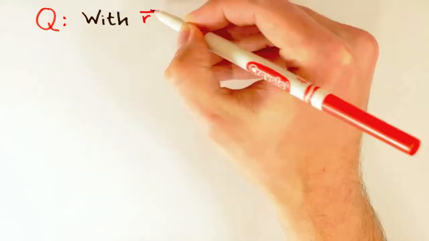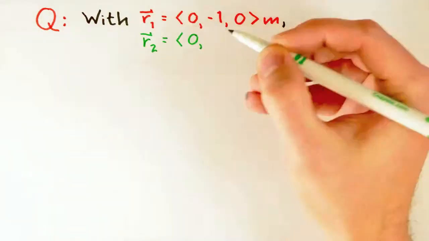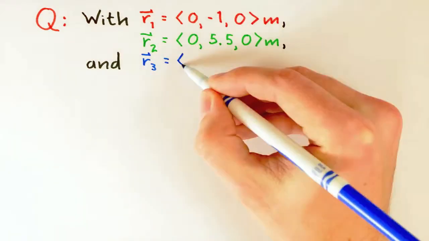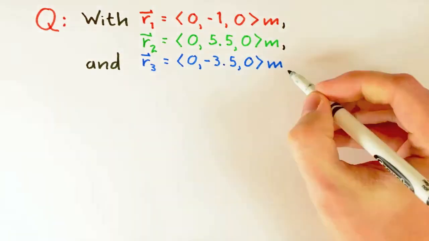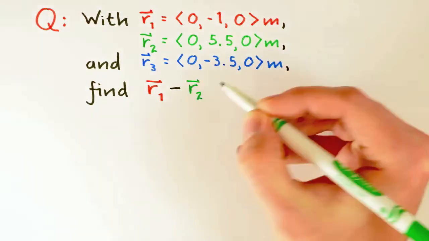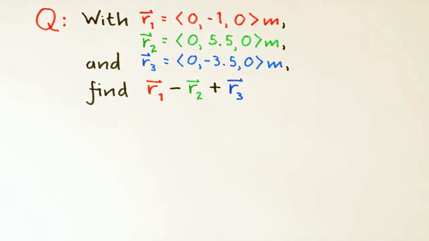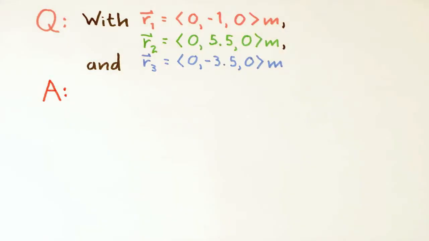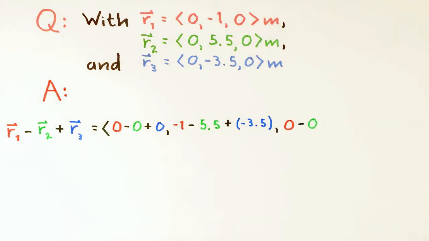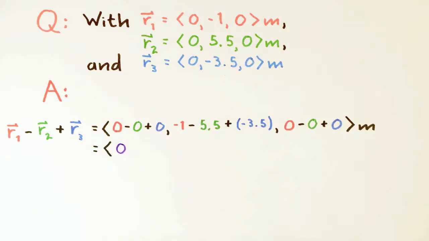Question: with vectors r1, r2, and r3 given as shown, find r1 minus r2 plus r3. Here is the answer, where the key point to keep in mind is that when we have vectors in component form, we carry out the addition and subtraction separately for each component.